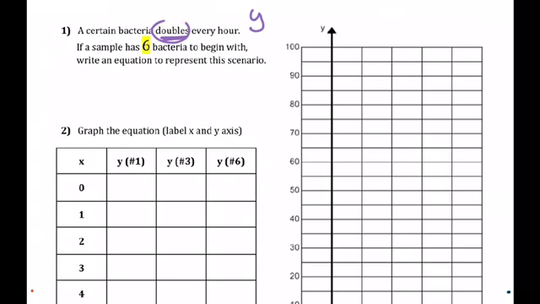This one says double, and that word right there tells me that I'm going to be using this equation. So it's going to start with 6, and you can write your equation. The equation that you should write there is y equals 6 times 2 to the x power.